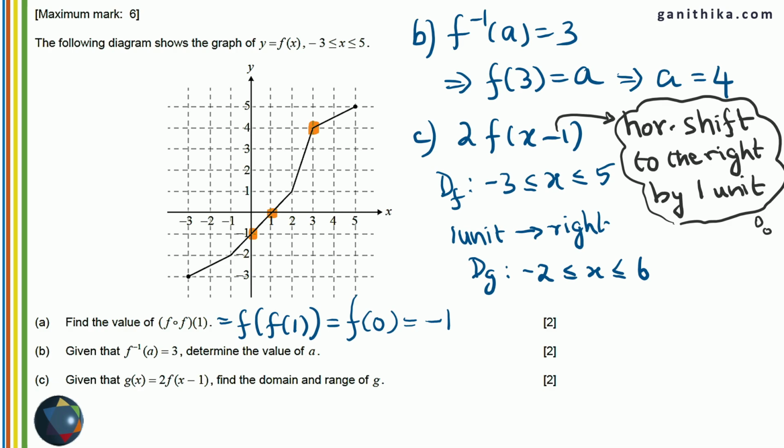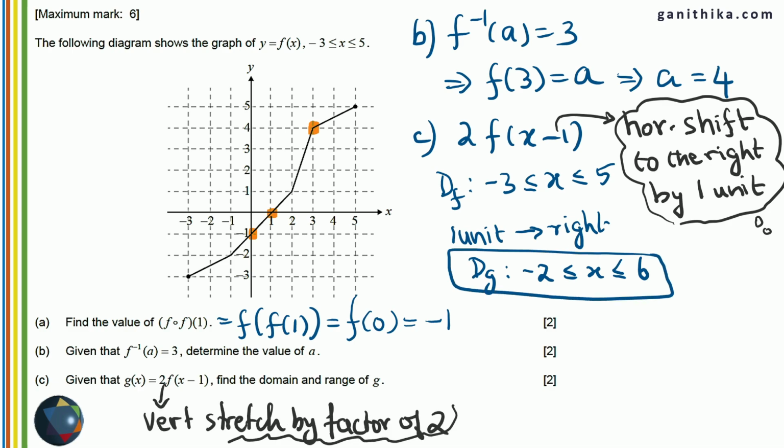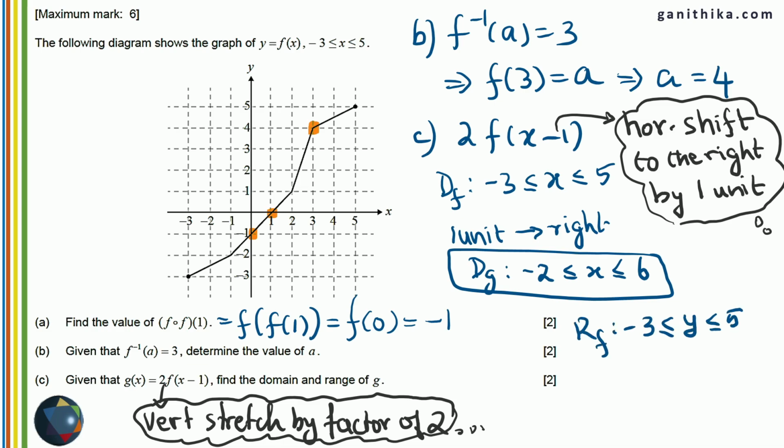Next is to find the range of g, for which we have to look into the transformation 2. 2 is the vertical stretch by the factor of 2, which means the range of f will be multiplied by 2 to get the range of g. So, multiply the range of f by 2, which is negative 6 to 10. So, the range of f, if you look at the graph, it's negative 3 to 5 on the y-axis. That will be multiplied by 2. So, negative 3 will go to negative 6, 5 will go to 10. Therefore, the range of g is minus 6 to 10, both inclusive.